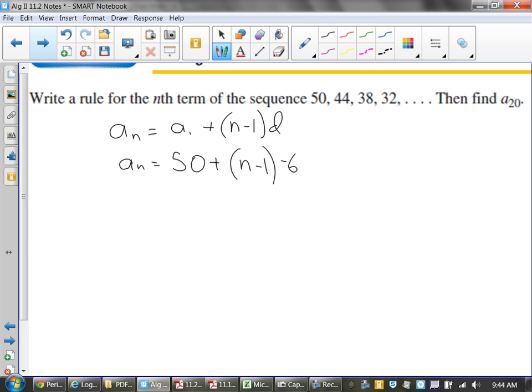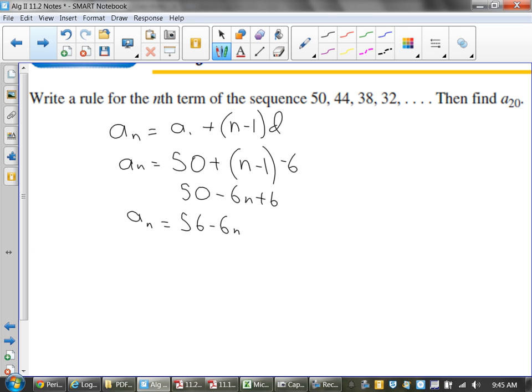Now the next thing you have to do is distribute and combine like terms. So you distribute out the negative 6. So you have 50 minus 6n plus 6. So your rule for the nth term becomes 56 minus 6n. And that's how you write out the equation for the nth term.